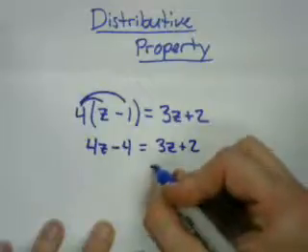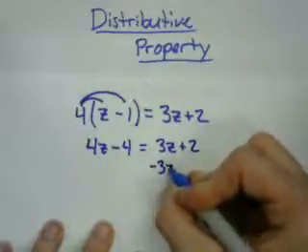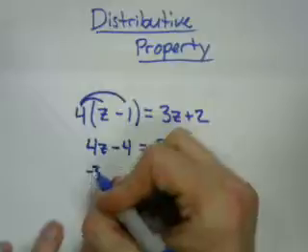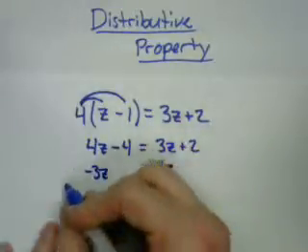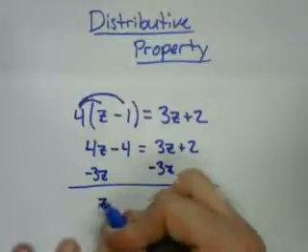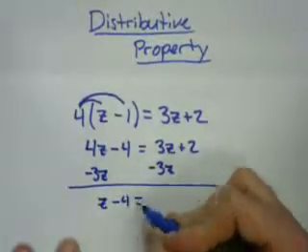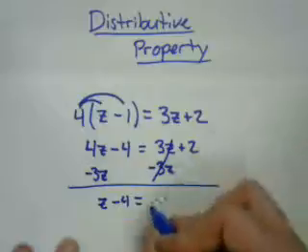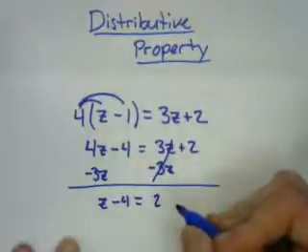Okay, and you'll see why in just a second. So if I subtract 3z here, I have to subtract 3z over here. I match it up with its like term, and then I just work it out. So 4z minus 3z is z, and I have minus 4, the equal sign. These cancel out, and then I have a positive 2.